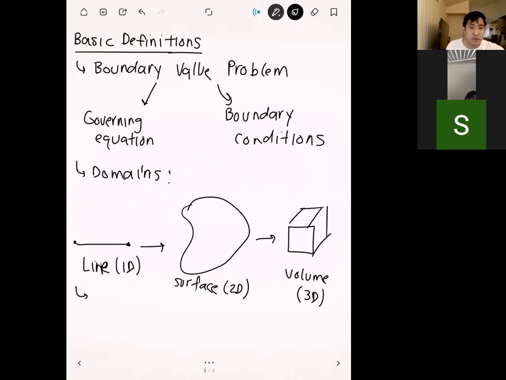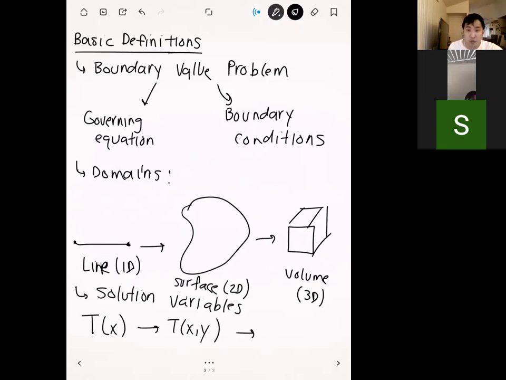Another thing that's going to change is our solution variables. In 1D, our solution variable was a function of just one variable. It could be X, it could be Y, but there was only one unknown. As you saw in homework 3, we're solving for just T of X or T of Y or U of X or U of Y, so there's just one independent variable. In 2 dimensions, we're going to have dependence on both of the spatial coordinates, and for instance we might have T of X and Y.